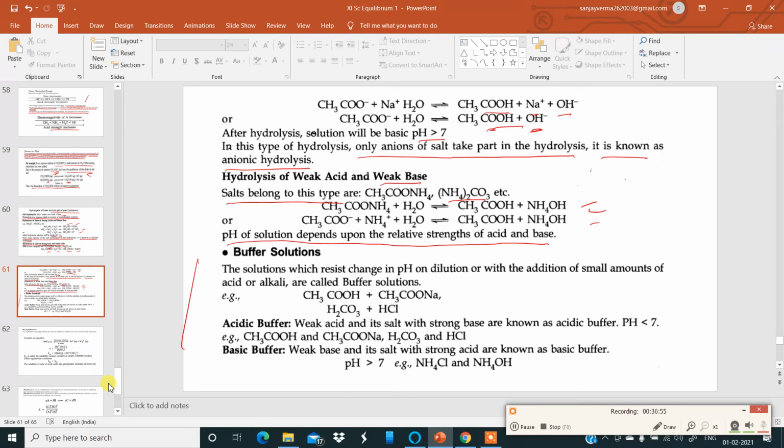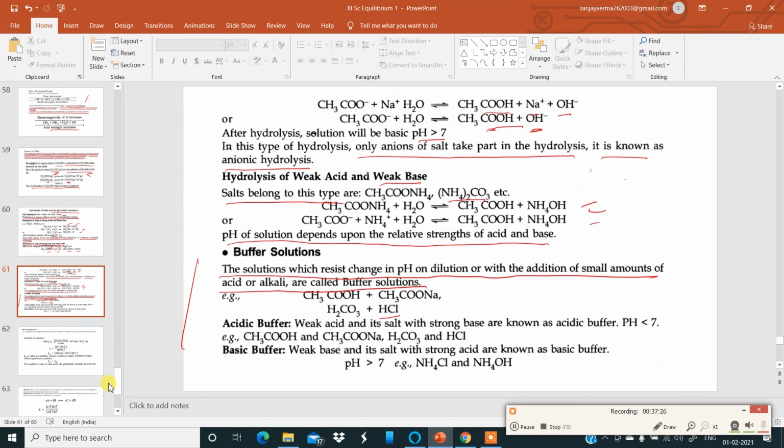Buffer solution. The solution which resists change in pH on dilution or with the addition of small amounts of acid or alkali is called a buffer solution. Buffer solutions are those solutions that prevent the change of the pH on dilution or with the addition of small amounts of either an acid or an alkali. So a very good example of a buffer solution is a mixture of acetic acid and sodium acetate, or carbonic acid and hydrochloric acid.